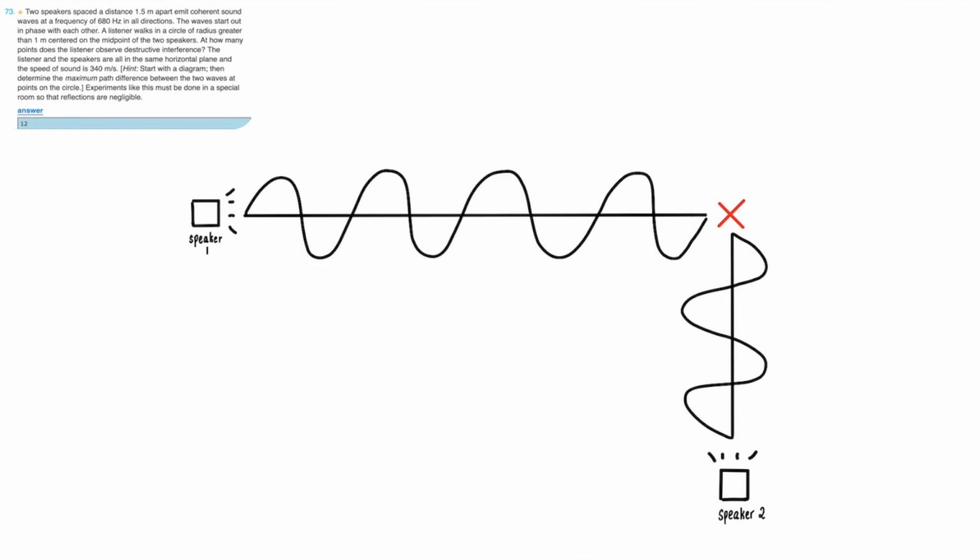Okay, so in this question we're given two speakers that are placed a certain distance apart, and we're asked to find the number of points where destructive interference is observed along a circle with a radius of 1 meter from the midpoint of the two speakers.